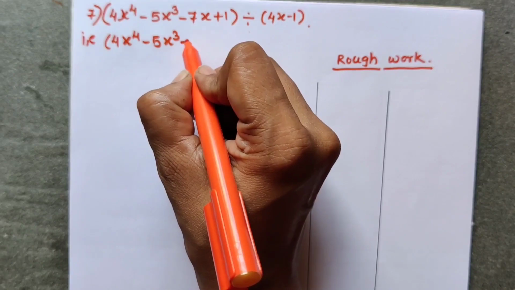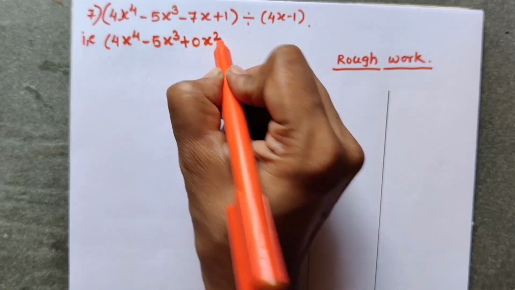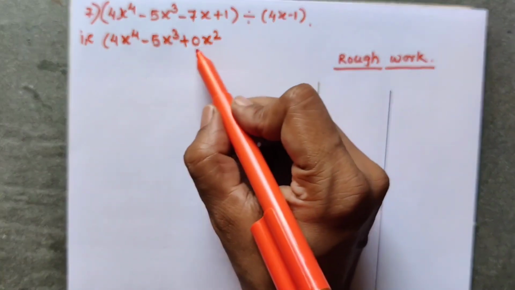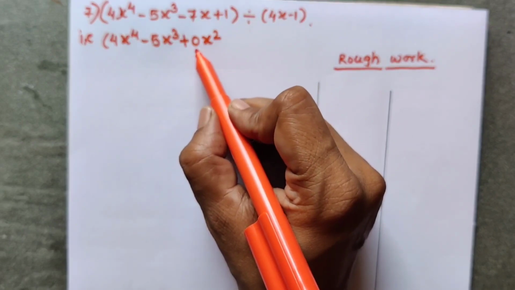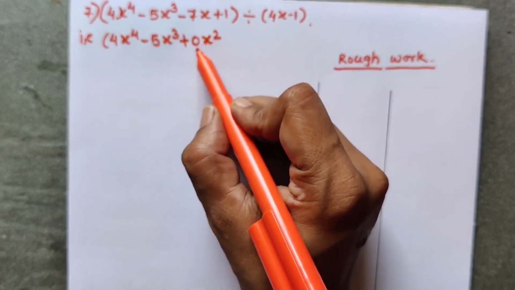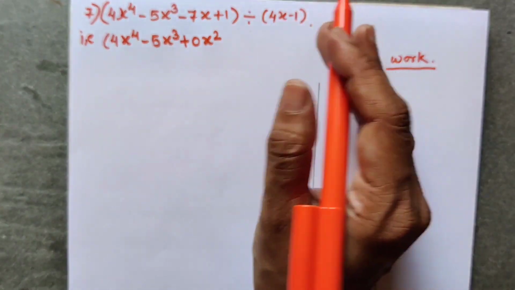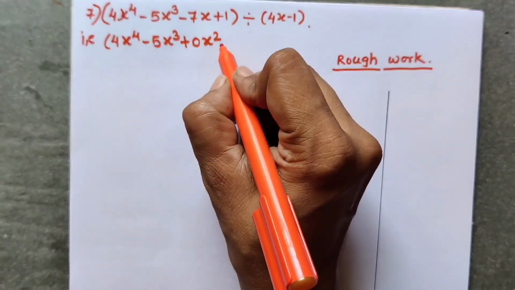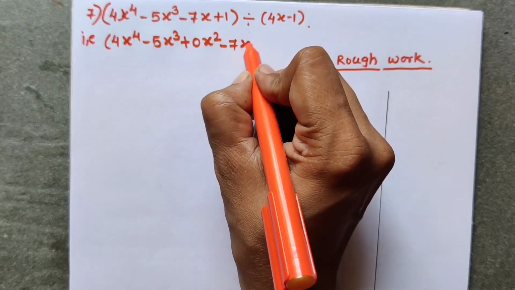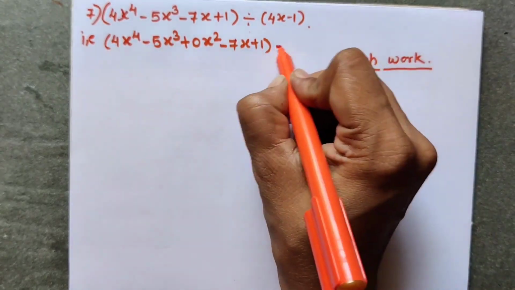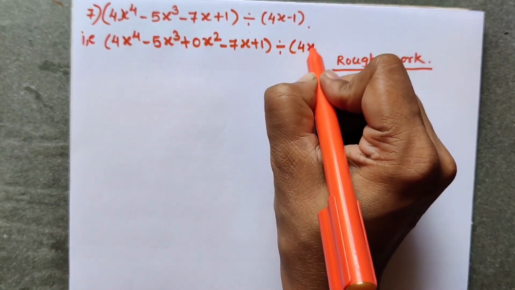So we write here 0x square. The square term should be there, but it is not there. That's why we have to add that 0x square. 0x square means 0. We are adding 0, and adding 0 means we are not changing the value. Minus 7x plus 1 divided by 4x minus 1.